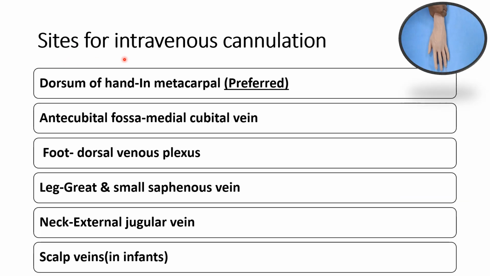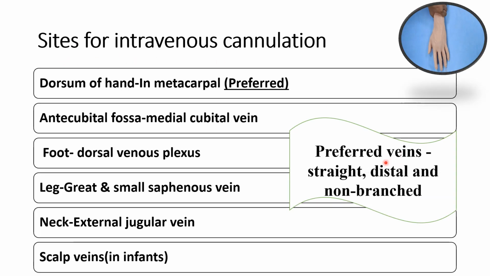Now the site for the IV cannulation. The preferred vein should be straight in the distal part of the limb and non-branched. So first we should try in the dorsum of hand, in the metacarpal vein which drains into the dorsal venous plexus. It is the preferred site.